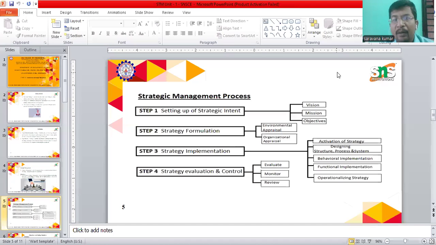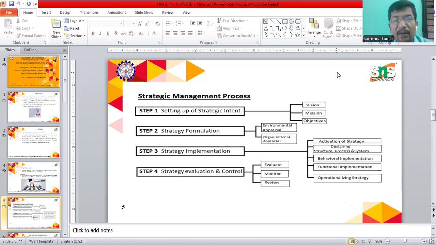Hi everyone. Today we are going to discuss an important topic: the strategic management process. Last session we discussed many things related to strategic management. Now we are going to discuss the strategic management process.